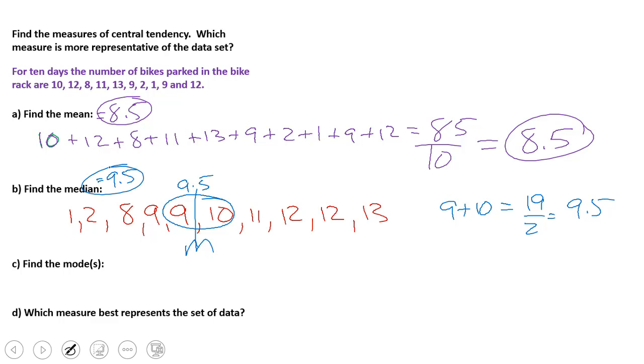All right? And then I go to my mode, and I have 2 9s, and I have 2 12s. So now I have more than one mode, so I have 9 and 12 as my modes.